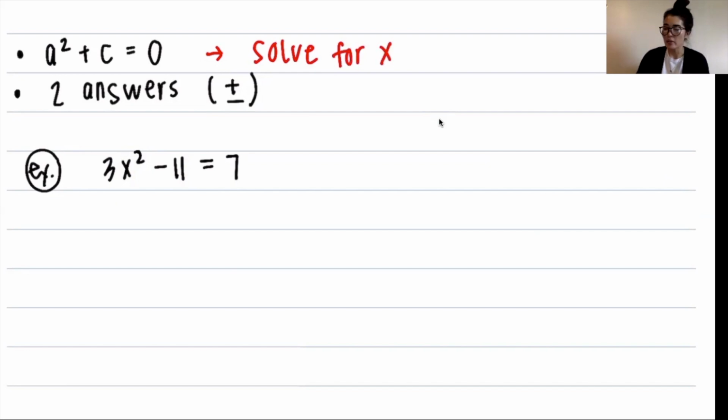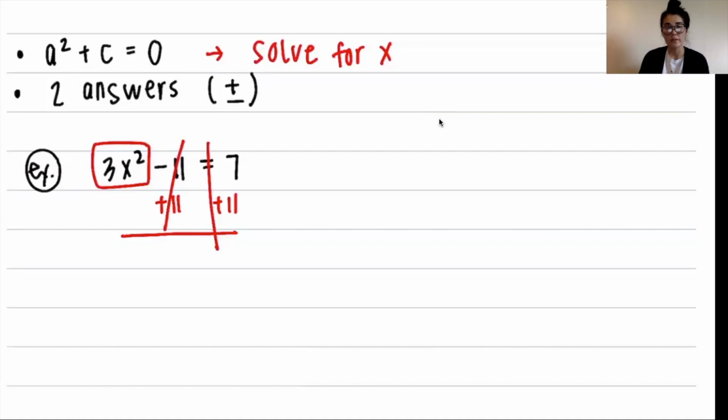All right, so on a problem like this, again, the goal is to isolate x here. So I'm going to go ahead and add 11 to both sides. This is going to cancel. I would have 3x squared is equal to 18. Again, isolate x, so I'm going to divide by 3 on both sides. So what I'm going to be left with here is x squared is equal to 6.